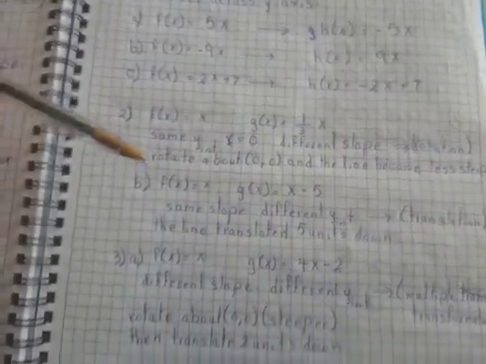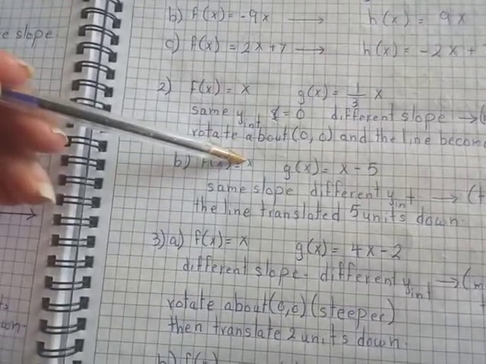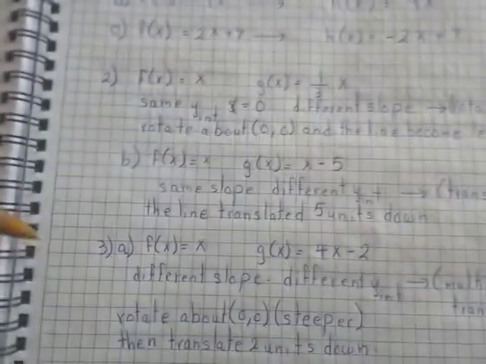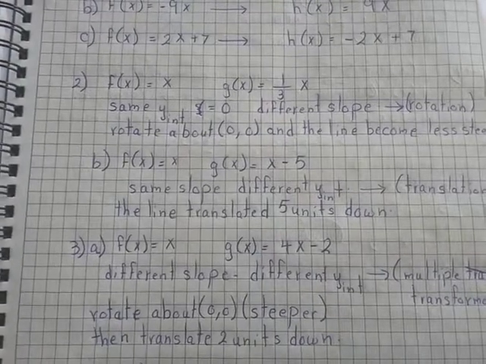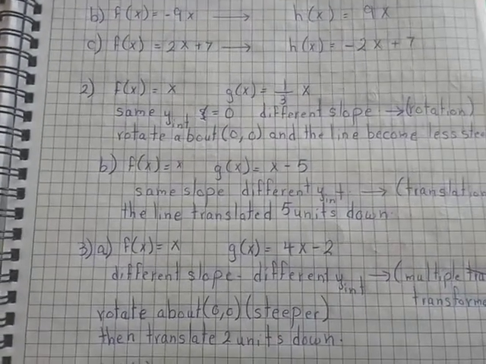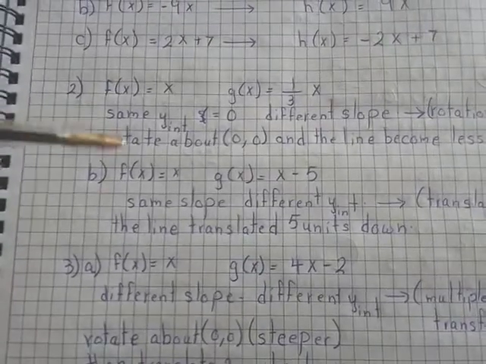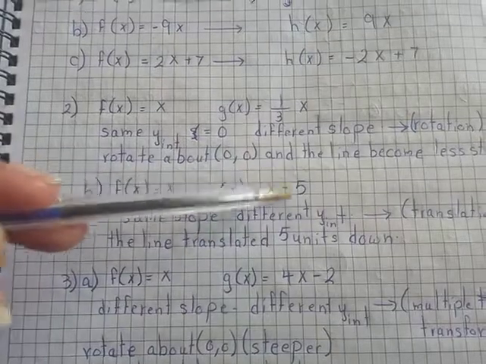Okay, here f(x) equals x and g(x) equals x minus 5. Same slope but different y-intercept. This means here we have a translation. Excellent, same slope but different y-intercept. So here the line is translated 5 units down.